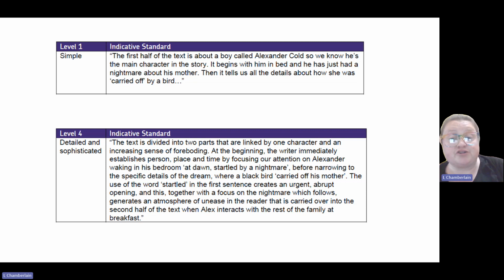It recognises the writer's use of structural features at the beginning of the text to establish person, place and time, and makes a perceptive analysis about the sequence, in that the positioning of the word startled in the first sentence, followed by a switch in focus to the specific details of Alex's nightmare, generating unease in the reader at this point, which is then carried over into the second half of the text by both Alex and also the reader through Alex. The opening sentence sets out an original premise and the rest of the response analyses in detail how and why that could be true. I hope that's useful, guys.